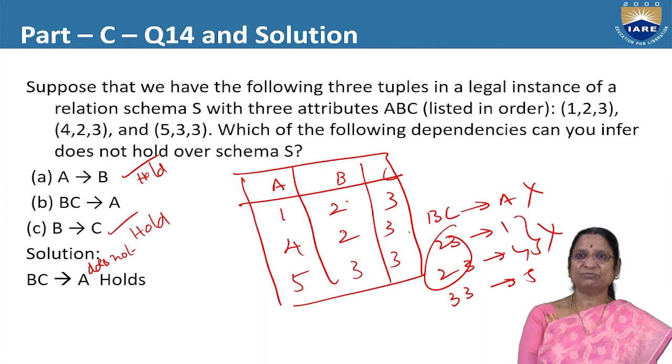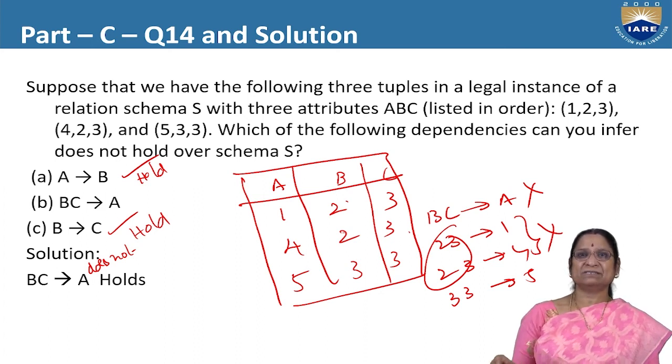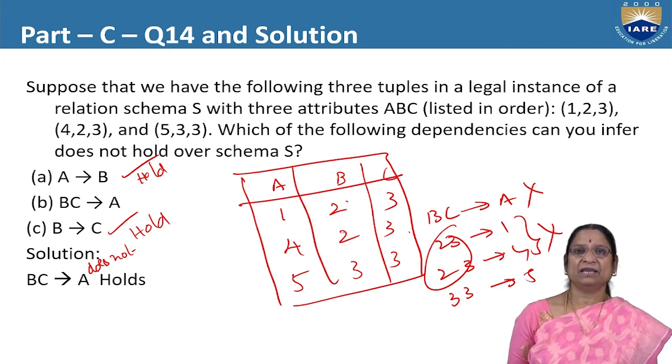Similarly, if you would like to determine whether a decomposition is a proper decomposition or not, there are two characteristics we have to check: lossless join as well as dependency preservation. Lossless join means the intersection of the subrelations must determine any one of the subrelations. Then we can say it is a lossless join decomposition.